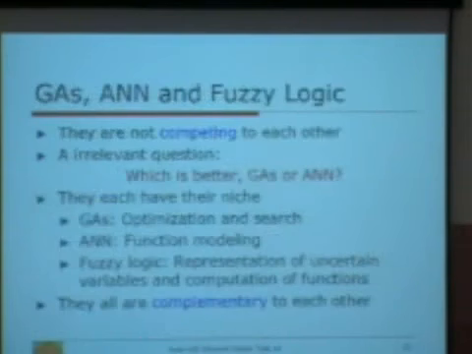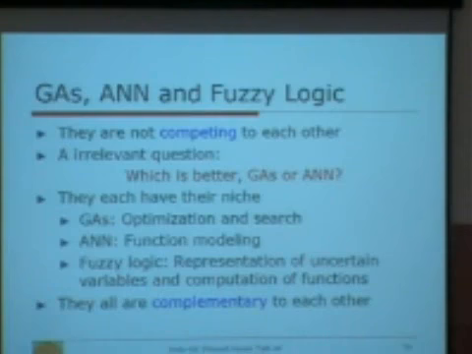Now, in trying to put GA, neural nets, and fuzzy logic together, the first thing I'd like to say is that they are not competing with each other. Many people say, I have a problem, shall I use genetic algorithms or neural networks? Can you suggest? I think that's a very irrelevant question, because neural networks have some purpose, genetic algorithms have some purpose, fuzzy logic systems have some purpose. You should use them to complement each other rather than compete with each other. That is something often good to know.